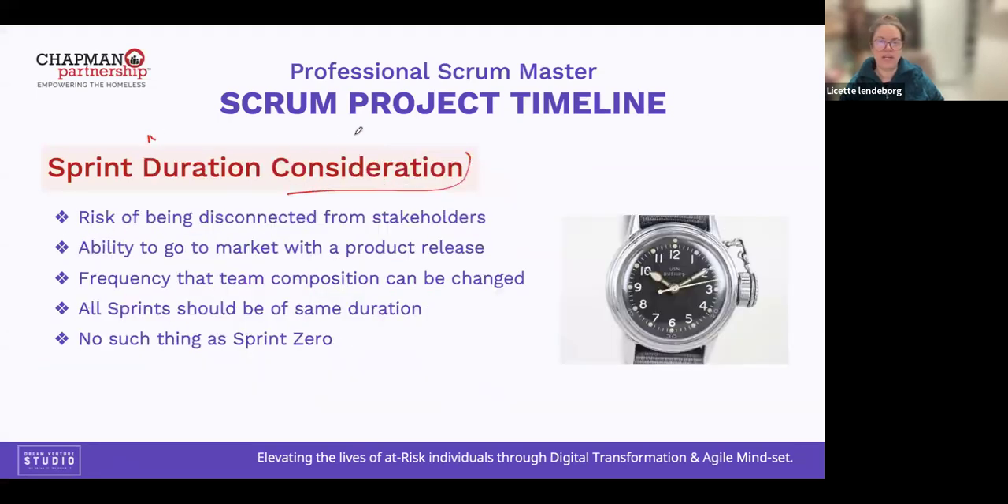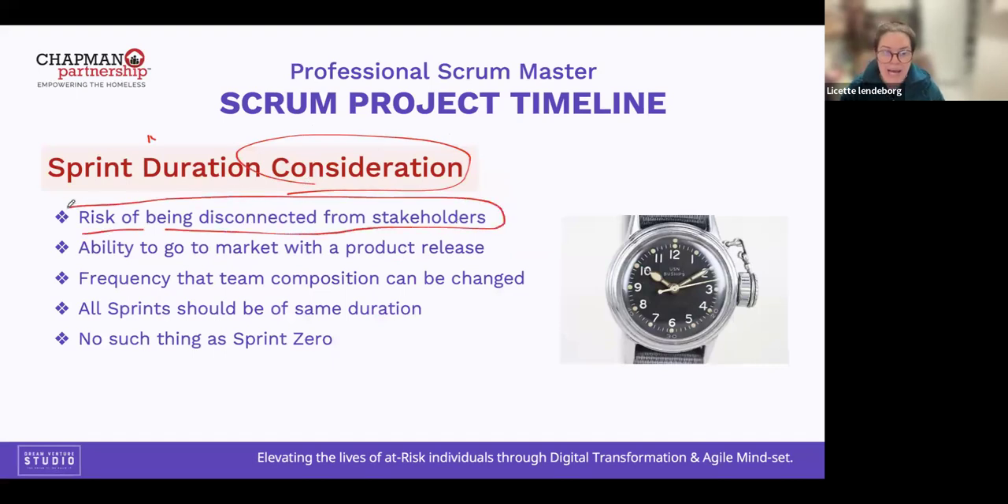Sprint duration considerations. Risk of being disconnected from stakeholders. We cannot make the sprint too long because we take the risk of disconnection from the stakeholders. That is what happened in traditional project management, when meetings were conducted every 3 months at the end of the quarter. It was bad. It was horrible. It was awful because we didn't have the time to demonstrate, speak, and communicate with the stakeholders so we could receive feedback, and we were not able to make any improvements.